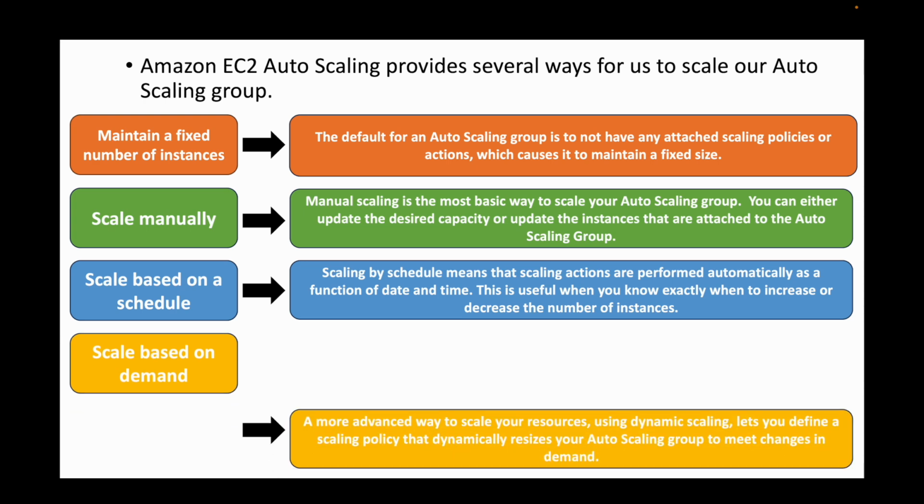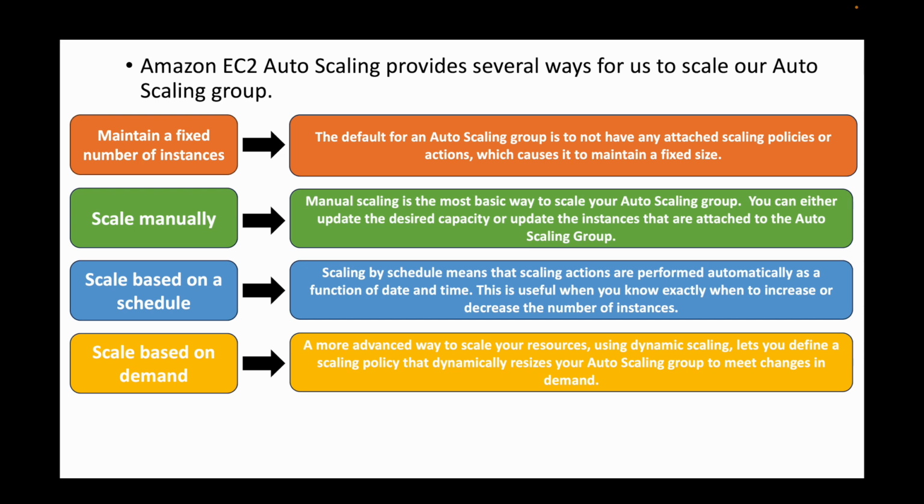The next option we have is scaling based on demand. So this is scaling up your instances dynamically. So under this, auto scaling group lets us define a scaling policy as to when you want to scale up or scale down. So, for example, let's say based on the CPU utilization. So once we define that scaling policy, auto scaling group will dynamically resize the capacity based on the demand, based on the increase in traffic or decrease in traffic.